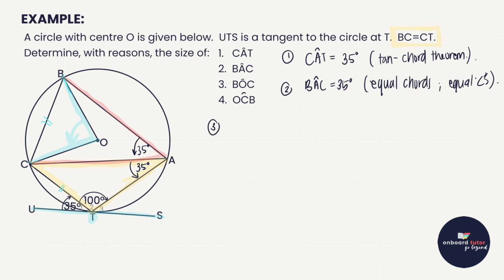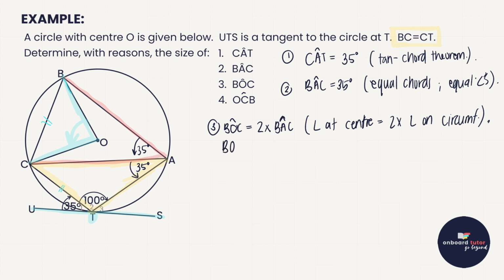Okay, so let's do that. Number three, angle BOC is equal to 2 times angle BAC. The reason: angle at center equals 2 times angle on circumference. And so therefore angle BOC is 2 times 35 degrees, which is 70 degrees. So we can pop that in there.